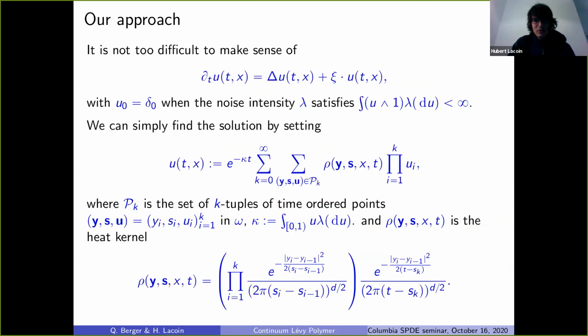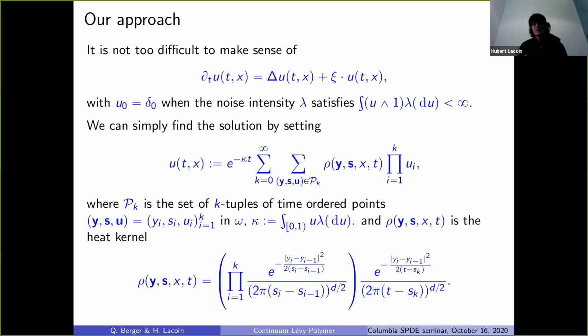So let me talk about the approach we took. Our first observation was that if you want to look at the solution of this equation, even if you don't know much about SPDEs, you can work intuitively when the noise intensity is integrable at 0. So when the intensity is integrable at 0, this is the case where you don't need to put a drift to compensate for the jumps, because your measure doesn't explode locally when you don't put a drift.